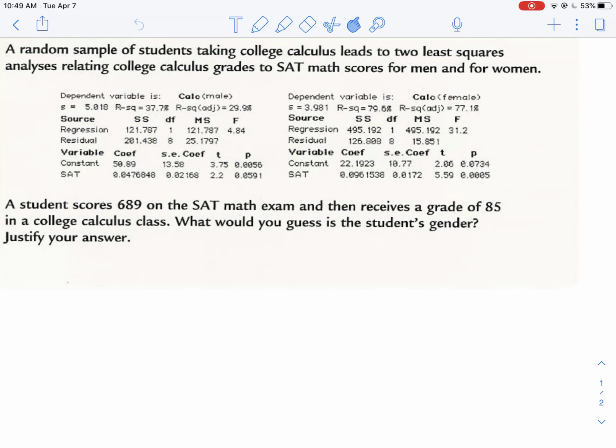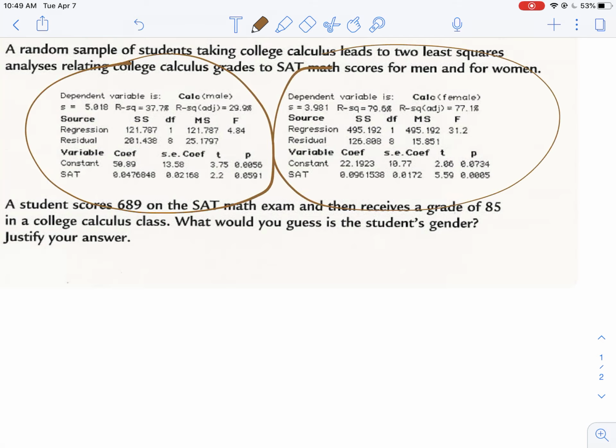I'm going to walk through this problem with you, and it's a problem I've always really liked. I think it's a very rich problem. We're given a situation where a random sample of students taking college calculus leads to two least squares analyses regarding college calculus grades and SAT scores for men and women. Men are on the left, women on the right. Then we're told a student scores 689 on the SAT math exam, then receives a grade of 85 in the college calculus class. What would you guess is the student's gender?